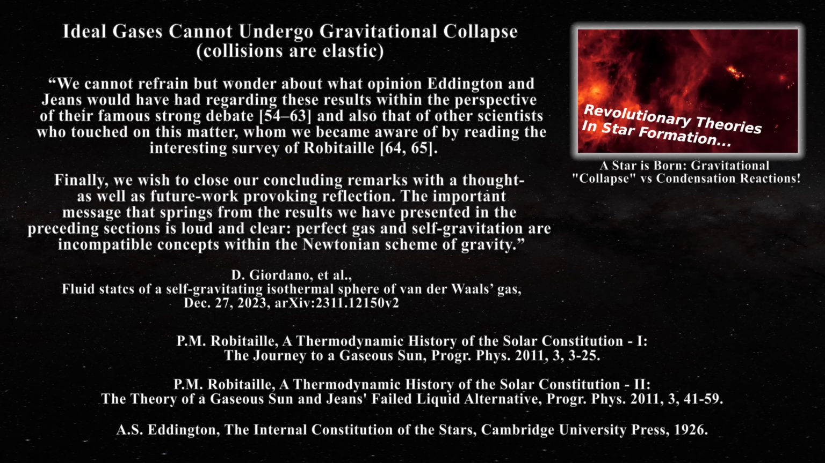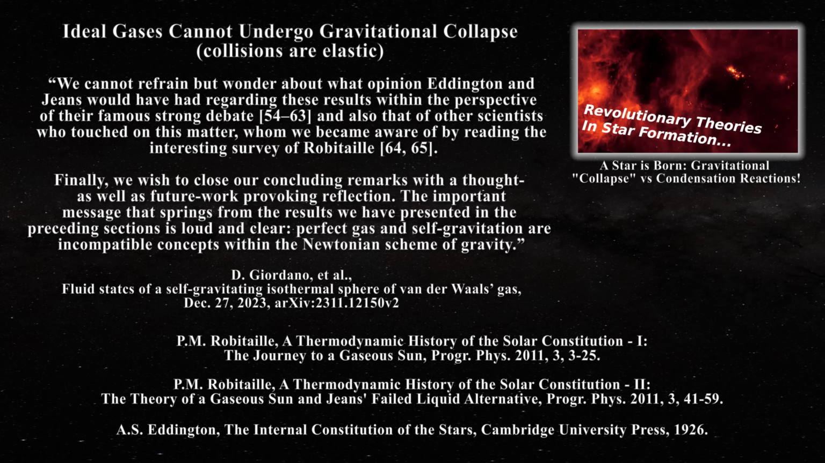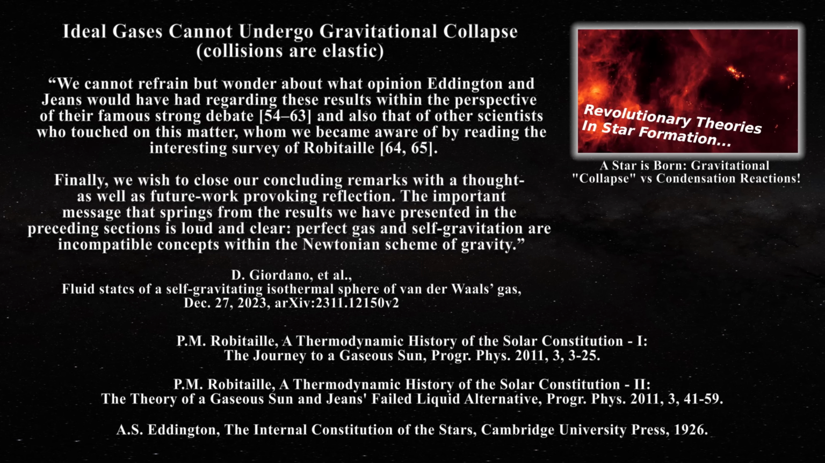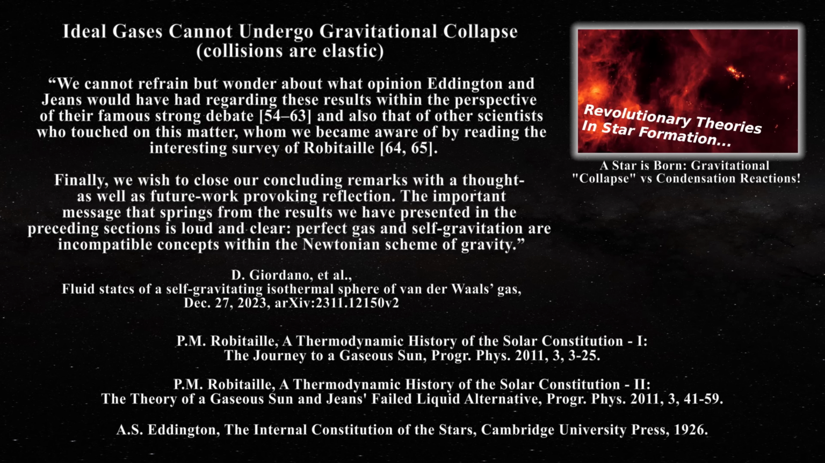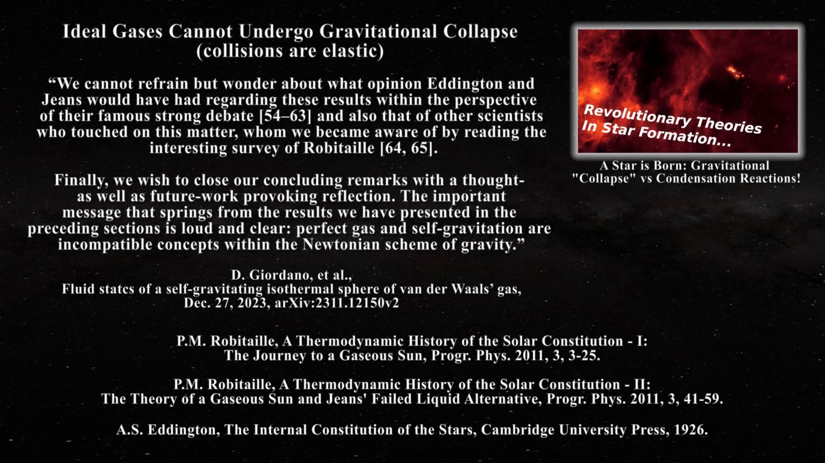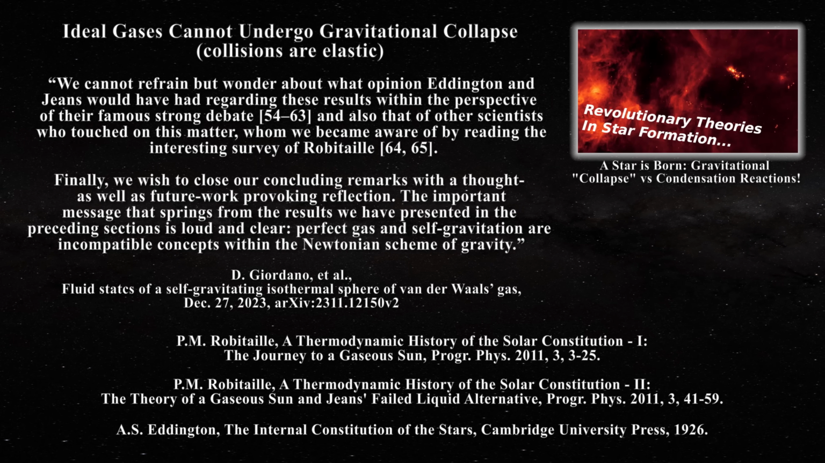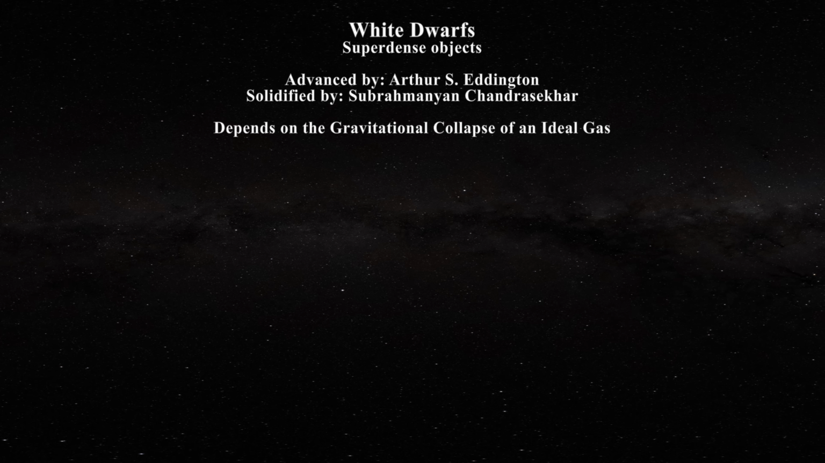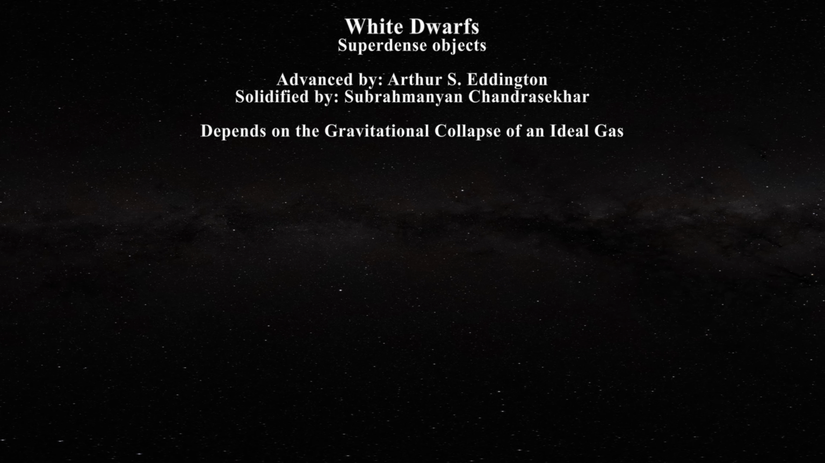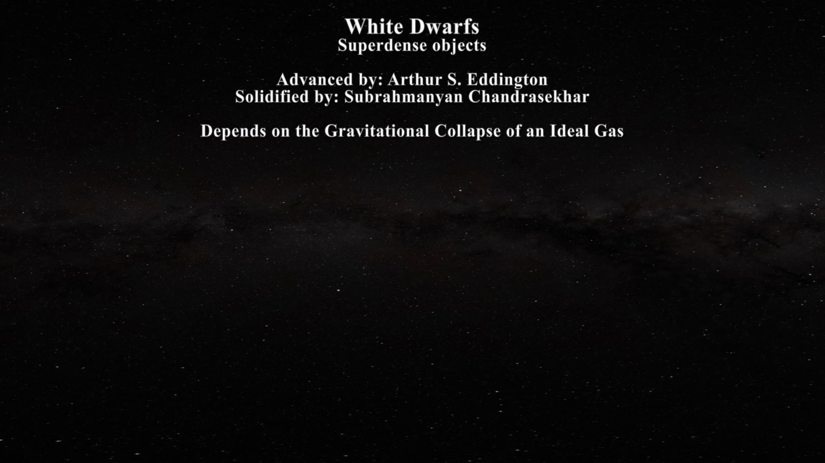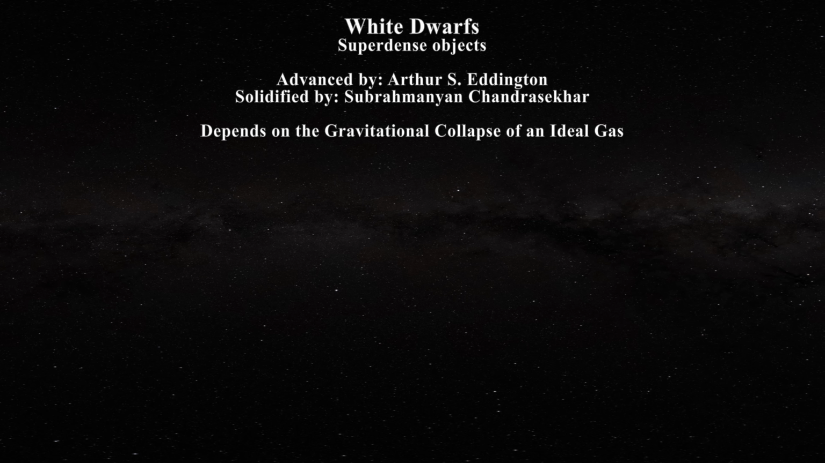But the fact remains that the second law governs the behavior of gases, a point which is all too often ignored. Gases expand to fill the void. As a result, one cannot make a star from the collapse of an ideal gas, contrary to what has now been argued using Newtonian gravity and astrophysics for the last 150 years. The point I just made is important. The idea that the white dwarf was a highly compressed object was advanced by Eddington, then solidified by Subramanian Chandrasekhar.